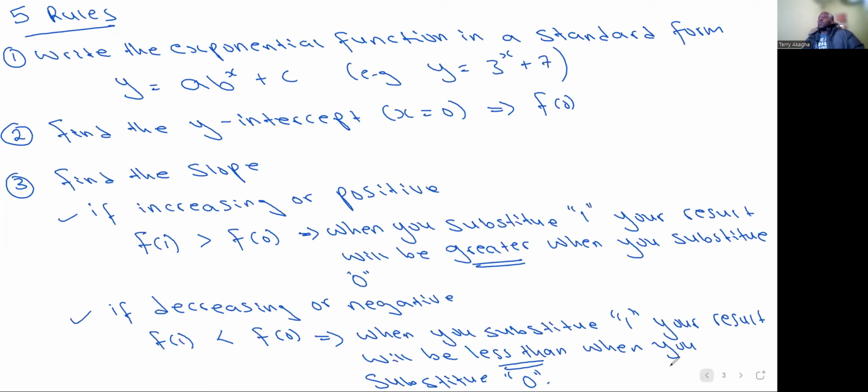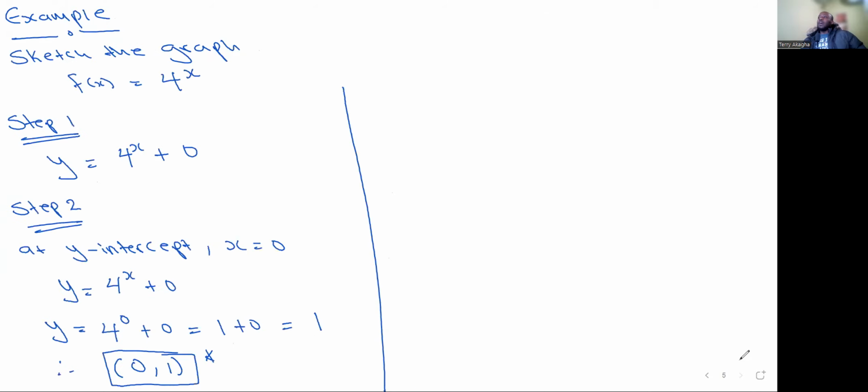Step 3, we need to find the slope. We need to determine if the slope is increasing or decreasing, and the best way to do it is to substitute 1 into it. When you substitute 1 and when you substitute 0, if the answer when you substitute 1 is greater than when you substitute 0, it means it's increasing. If it's the other way around, it's decreasing. So now we need to find the slope. Step 3.